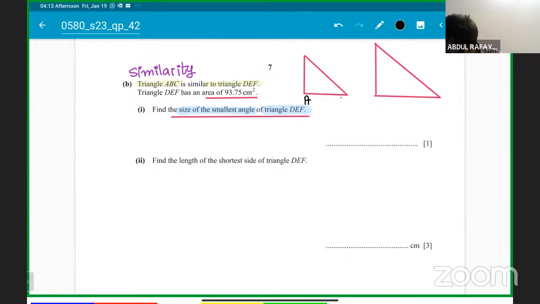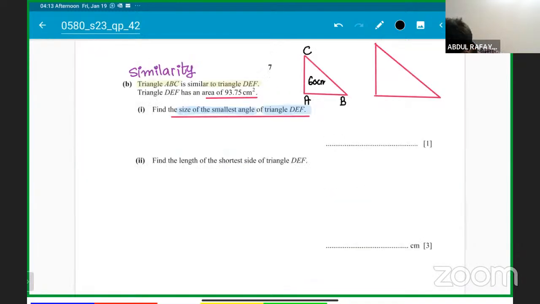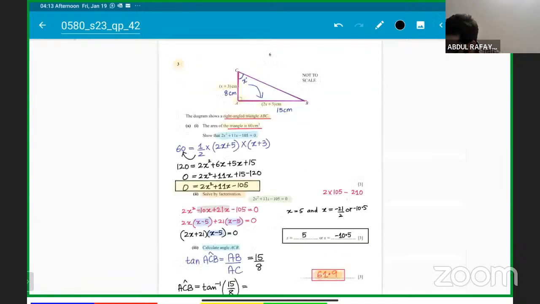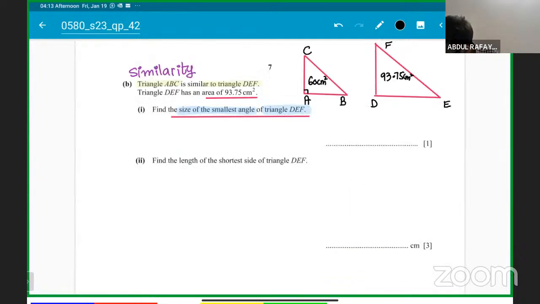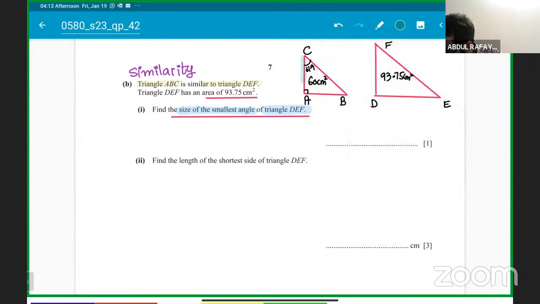Yep. So I was saying that there is triangle ABC, which has an area of 60 centimeters square, and this has an area of 93.75 centimeters square. That is DEF, okay. So we need to understand, students, that this is 90 degrees, and we have already got this angle ACB, that is 61.9. What you need to understand is that in the similarity concept, the lengths are different but their proportion is the same. Everyone understanding the length of AB and the length of AC, you already know that as well. So the length of AC is basically 8 centimeter, the length of AB is 15 centimeter, students. So the length will be different.